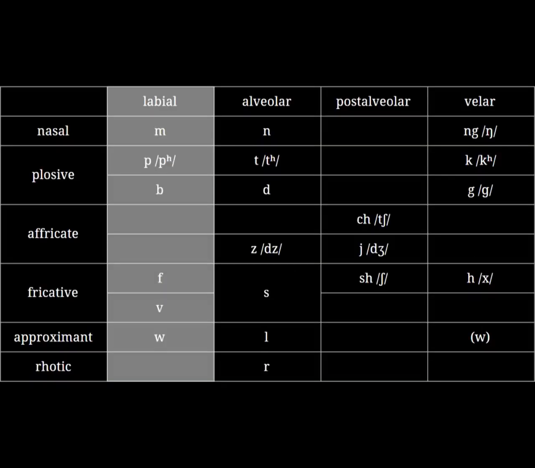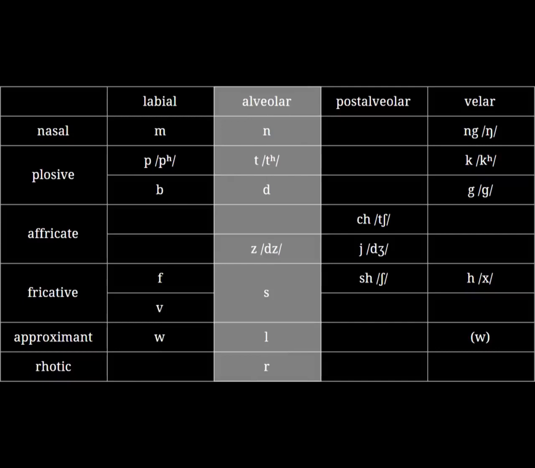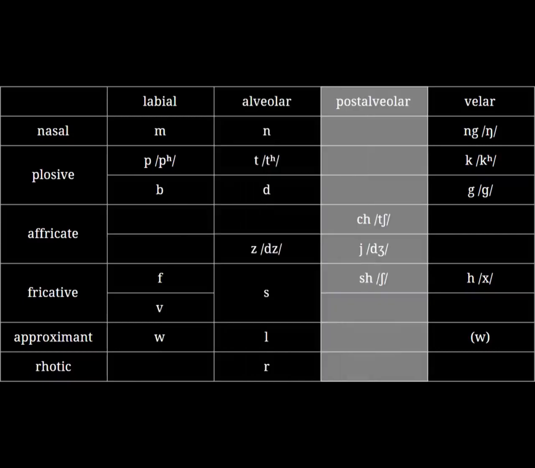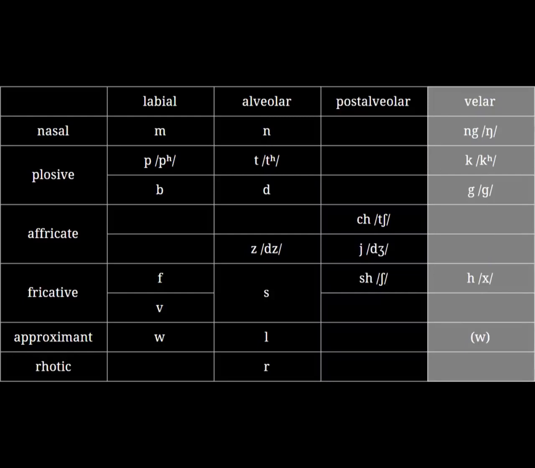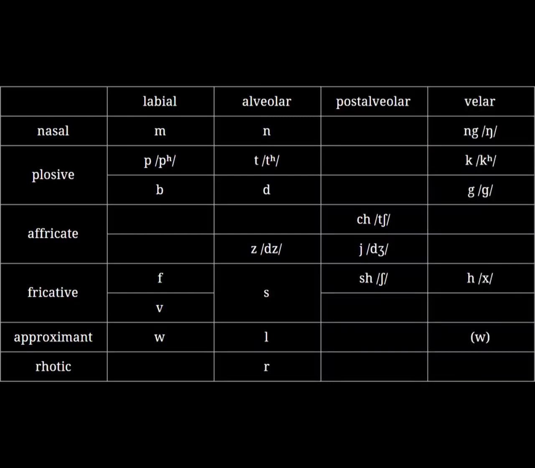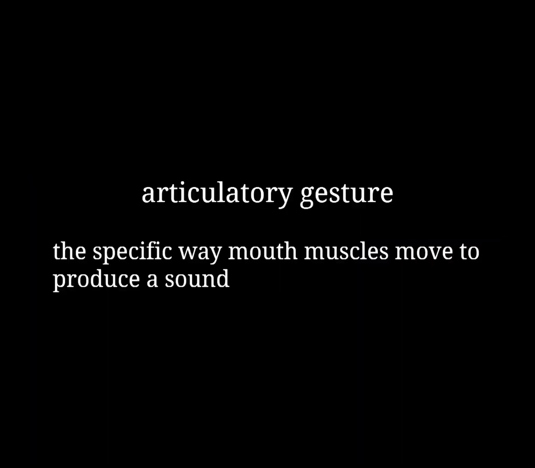A place of articulation is where in the mouth a sound is produced. Labial means lips, alveolar means the alveolar ridge, which is right behind the top front teeth, postalveolar means a little bit behind the alveolar ridge, and velar means the velum, or soft palate, the back of the roof of the mouth. In general, consonant phonemes involve two articulators, an active articulator and a passive articulator, which interact in an articulatory gesture to produce a sound.